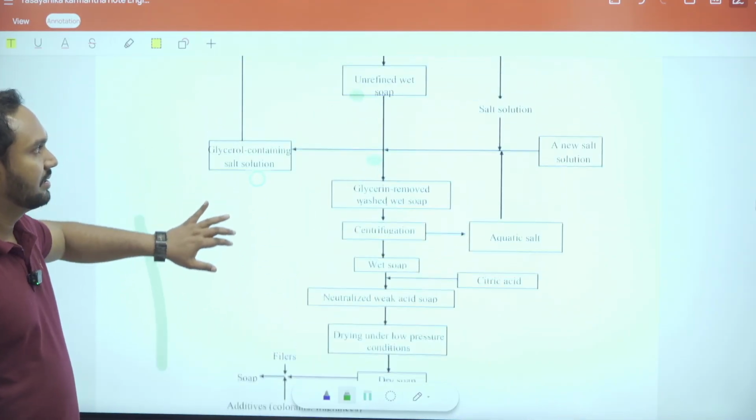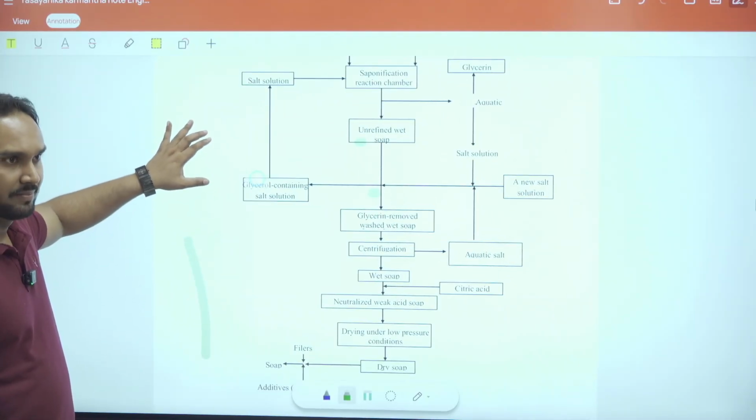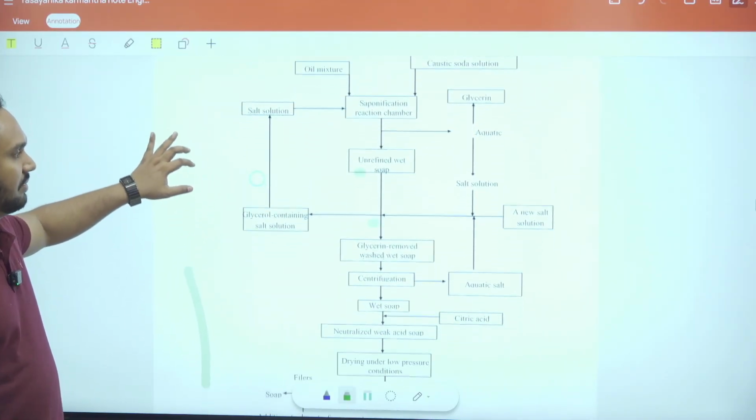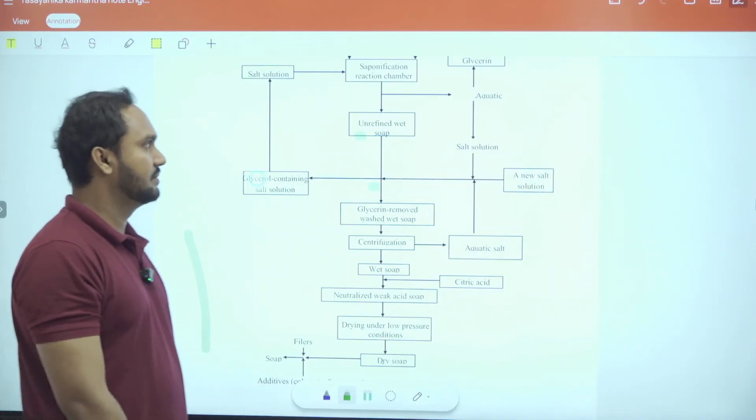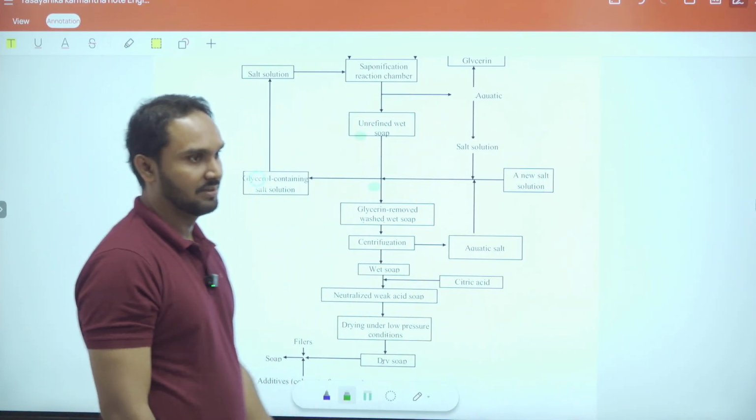Now do you understand the process, the flow chart? Now this flow chart will be there, and there will sometimes be questions from this one.